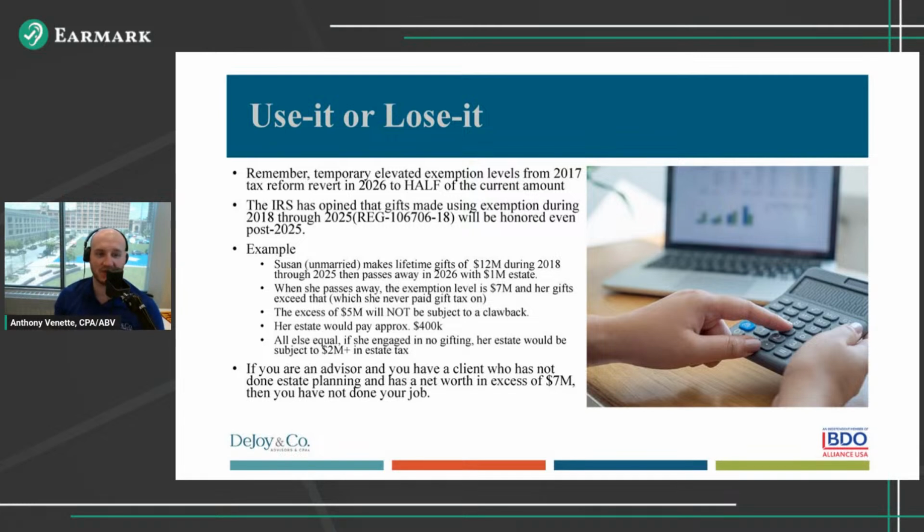So if you're an advisor and you have a client who has net worth in excess of or near $7 million, I say you should be planning with them or you're not doing your job properly.